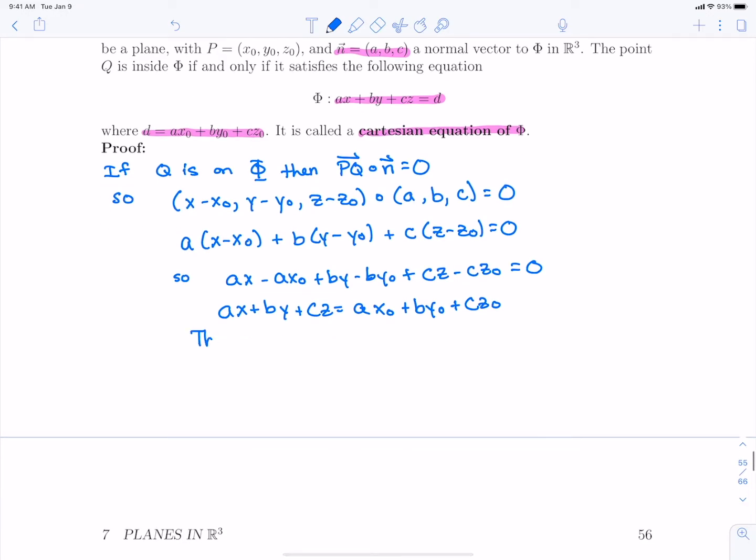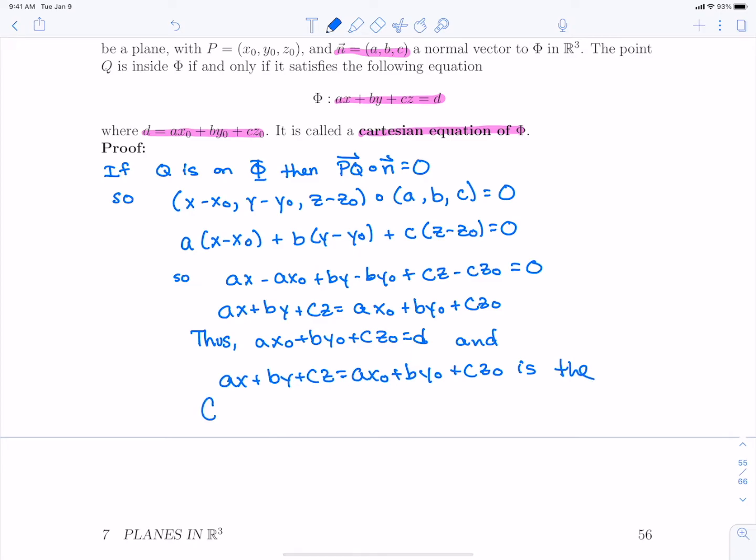And thus, from this equation, we can say that ax naught plus by naught plus cz naught is equal to d, and ax plus by plus cz equals ax naught plus by naught plus cz naught is the Cartesian equation of phi.